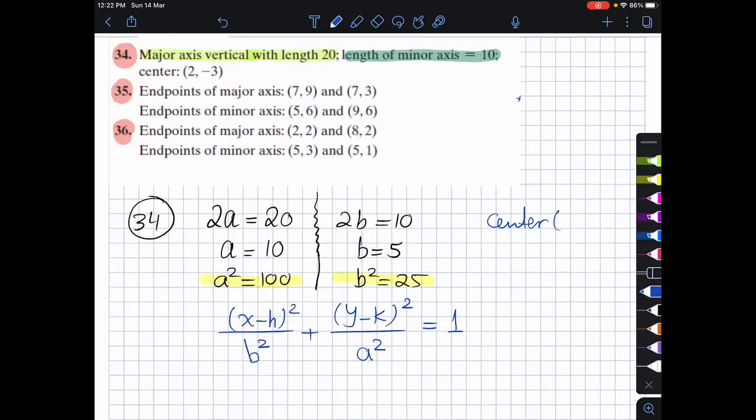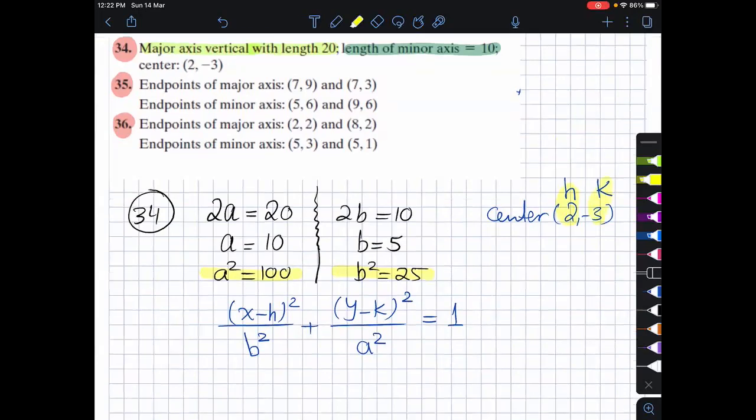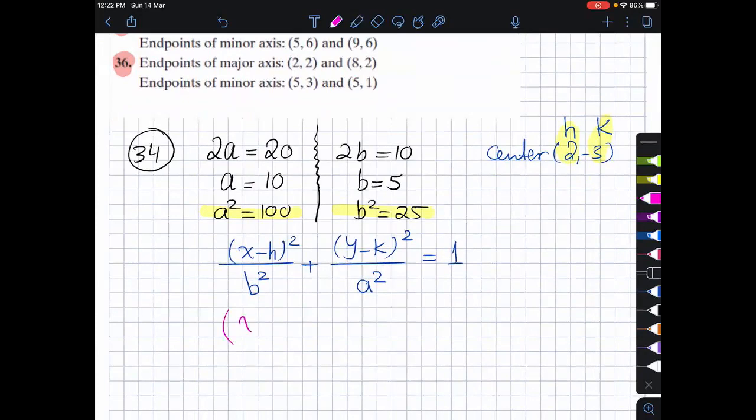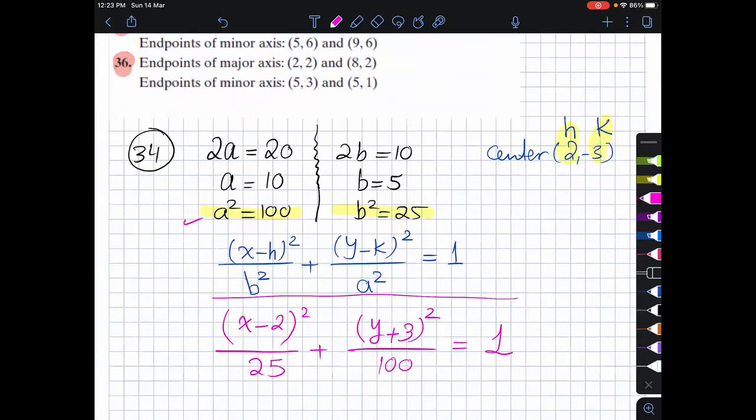The center is given as 2 and negative 3, meaning h is 2 and k is negative 3. So the equation is x minus 2 all squared over 25, the b squared, plus y plus 3 all squared over 100, which is a squared, and this equals 1. So this is your answer. Great job. Okay, thank you, Mohammed.